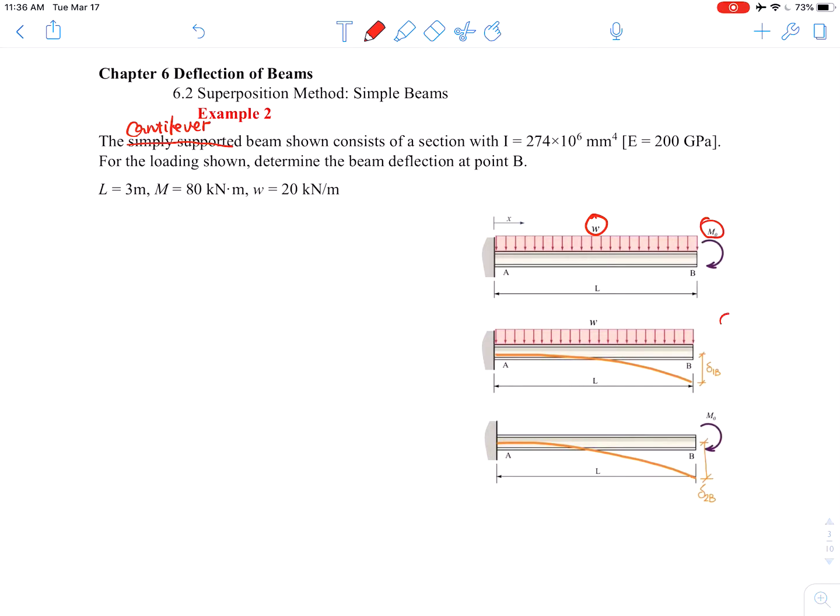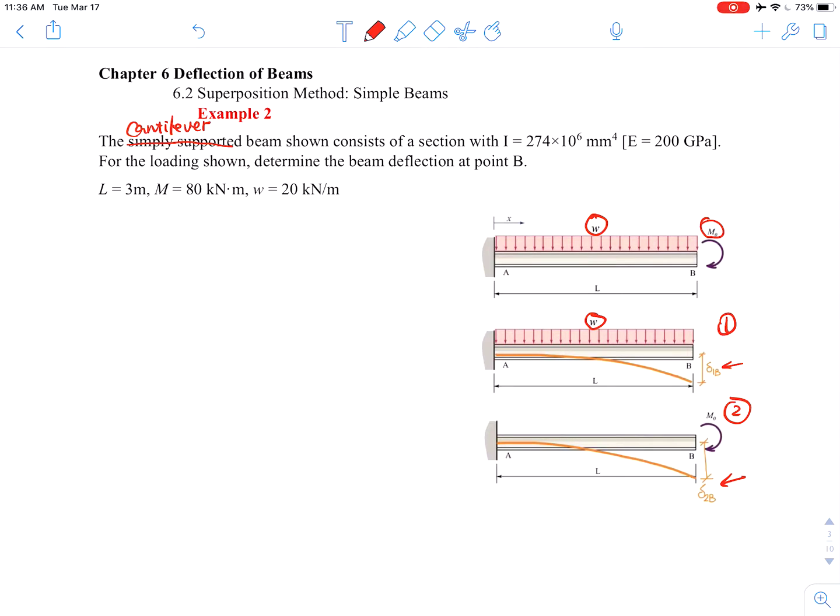In case 1, it's a cantilever only carrying the distributed load W. In case number 2, it's only subjected to concentrated bending moment M0. So you will have two components of the deflection at the free end, delta 1 and delta 2. Okay, we determine these two components, then add them together, we will get the result.